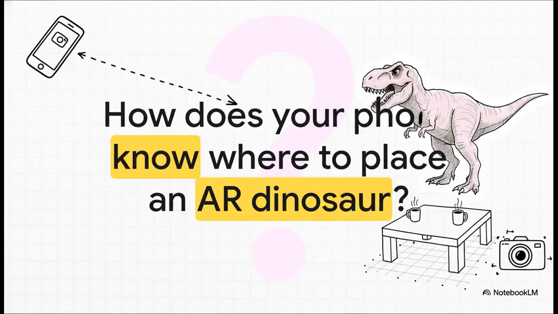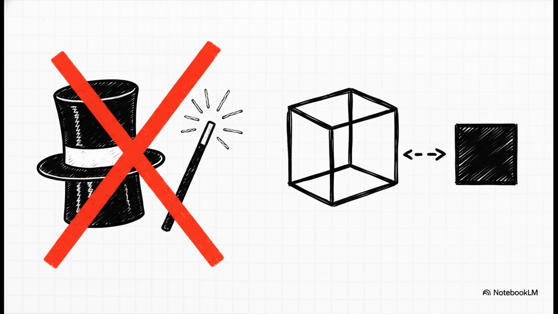So let's start with something you've probably seen. You open up an app, you point your phone's camera, and bam, there's a T-Rex stomping around on your coffee table. But have you ever stopped to think, how does your phone know the coffee table is even there? How does it know where the floor is? Well, the secret isn't some kind of digital wizardry. It all comes down to pure, elegant mathematics. Specifically, it's about translating the 3D world you see into a 2D image using a really special kind of geometry.